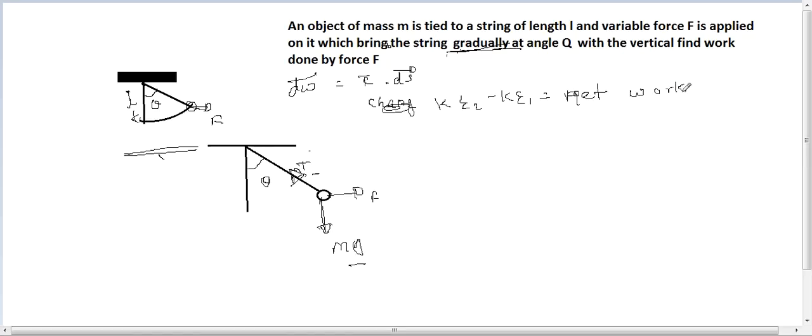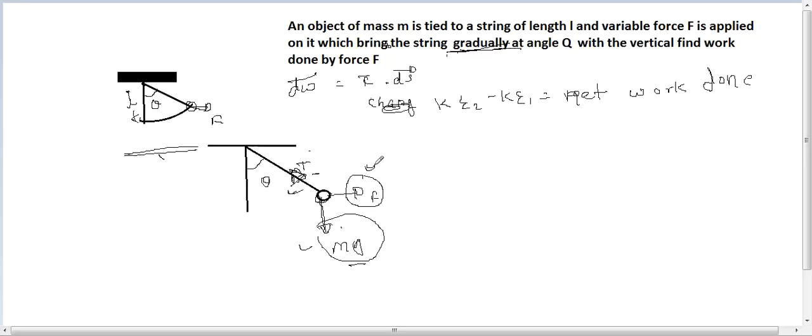Here, which forces do work on this object? The gravitational force mg does work, and this tension T also does work on the object. So this is the very important thing: we have to find the work done by mg, the work done by the tension, and the work done by F.